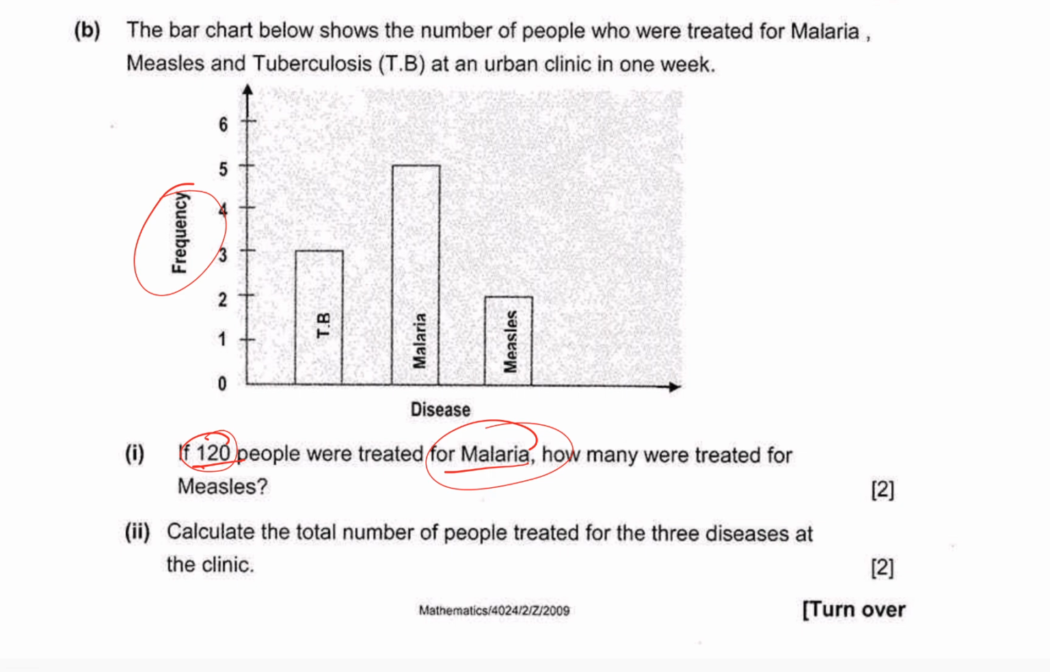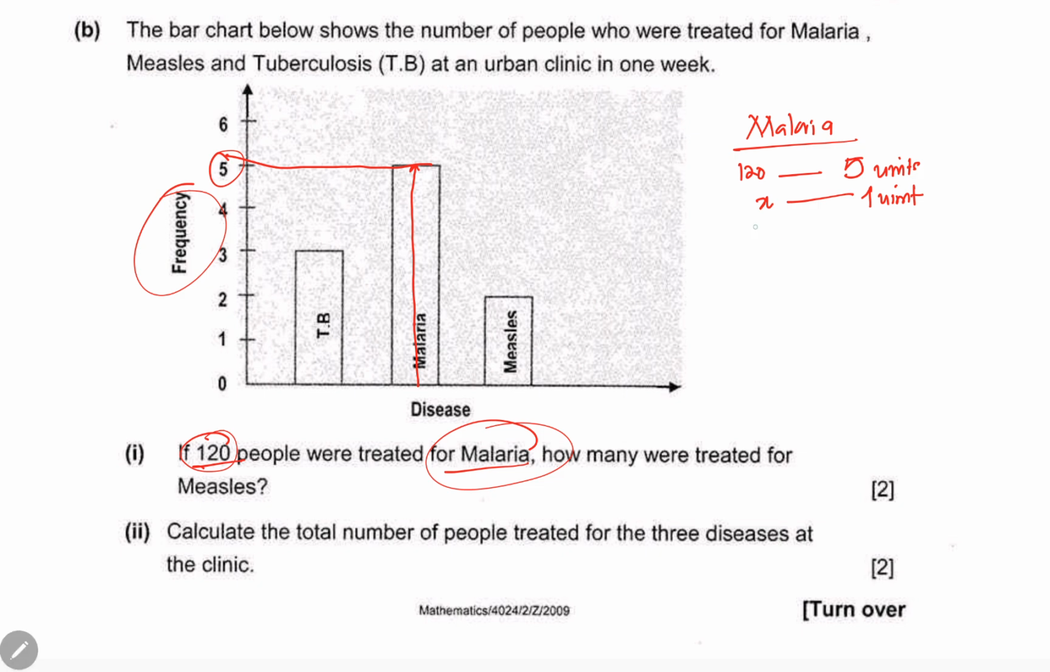Now, here's the thing. Malaria alone, they are saying 120. Meaning, when you go to the bar for malaria, it ends on 5. So you pick the 5. So 120 represents 5 units. We need to know what each unit represents, like what one unit represents. So 1 unit represents what? That is for malaria. What we are going to find will be common for all the 3 diseases.